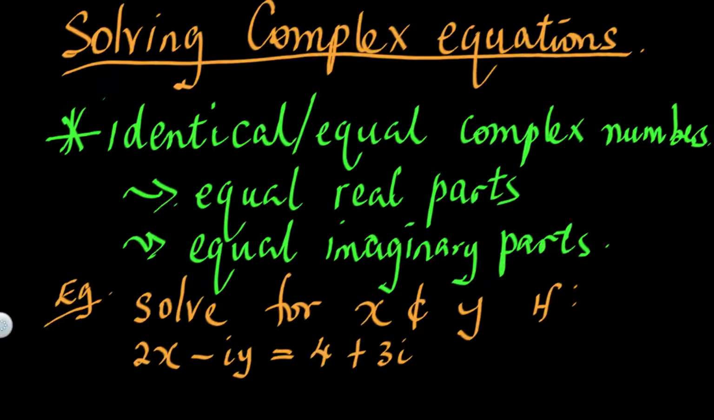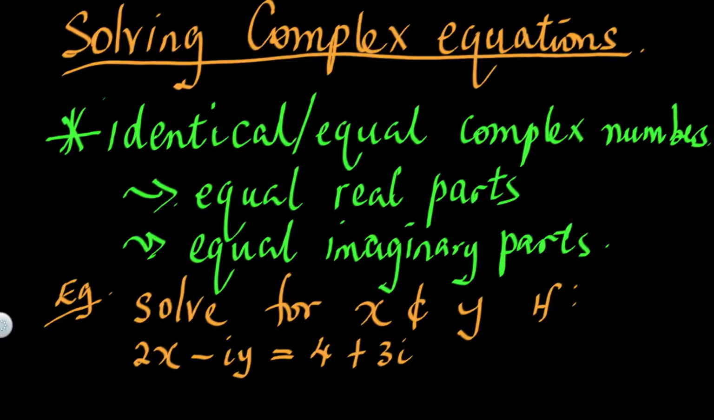Complex equations are equations that contain complex numbers. When we are solving a complex equation, we might be looking for an unknown in the equation, maybe an unknown x or an unknown y or any other variable that we may look for. The approach that we take when we are solving complex equations, we reason that if two complex numbers are equal, their real parts should be equal and their imaginary parts should also be equal.